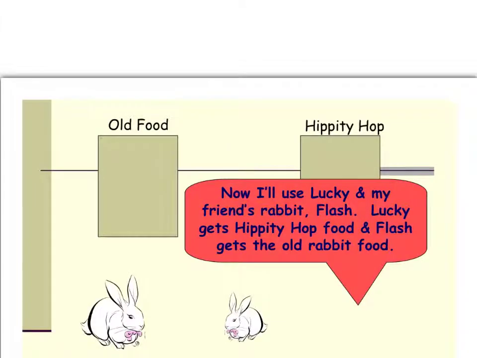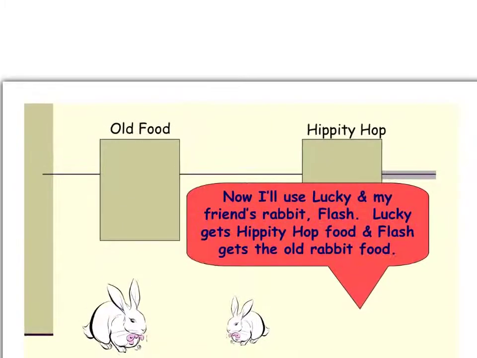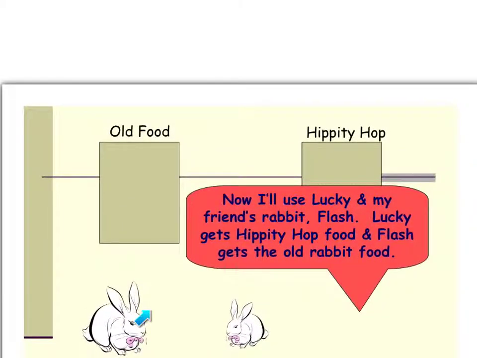Alright, so now our experiment's going to change, and I'm going to introduce a control group. And in this particular instance, I have my rabbit, Lucky, over here to the left, and then I'll use my friend's rabbit, Flash. And Lucky's going to get the hippity hop food, the new one, and Flash is going to get the old rabbit food. Now looking at these two rabbits already, I noticed that my rabbit is already larger than my friend's.